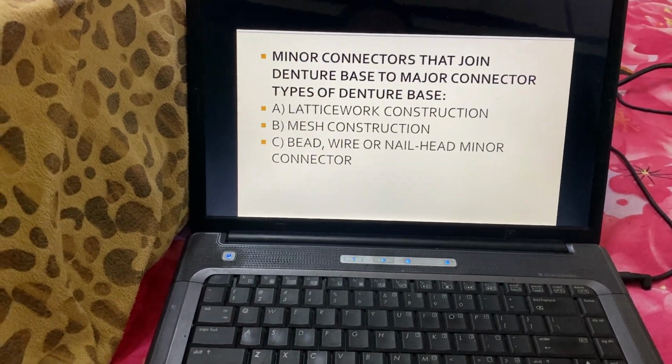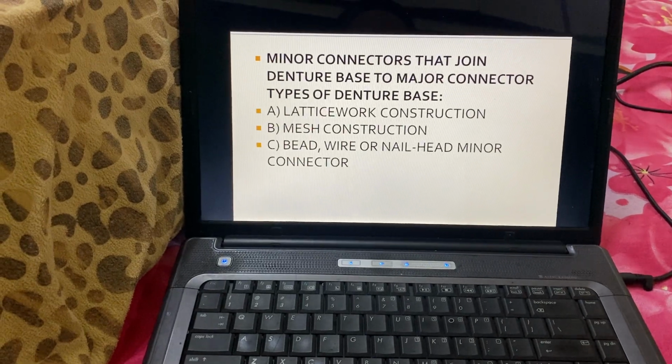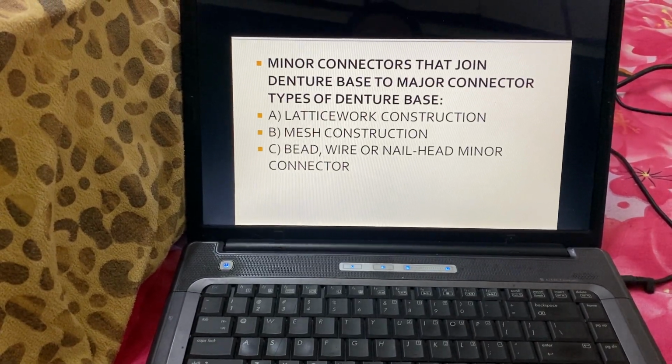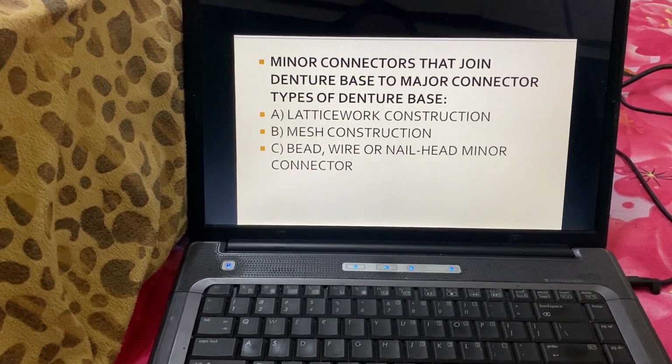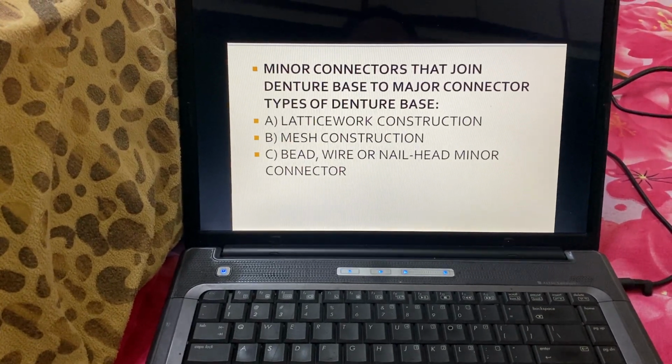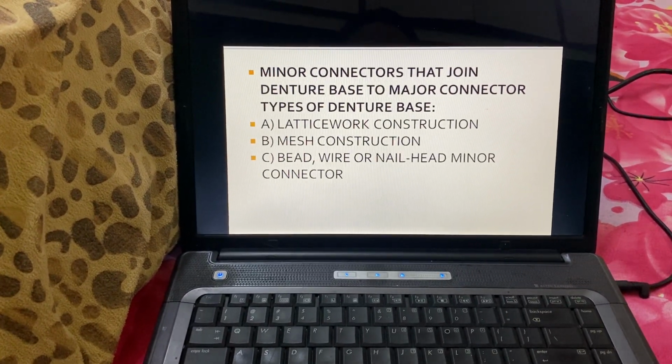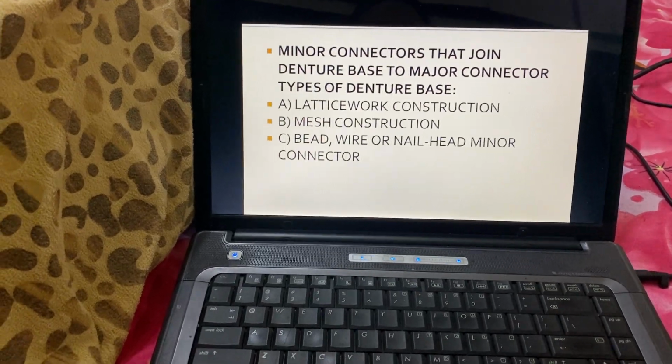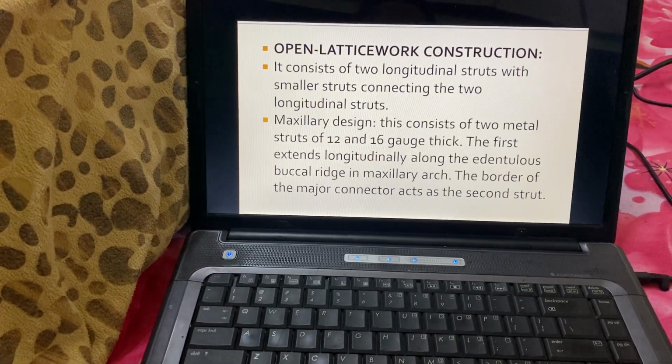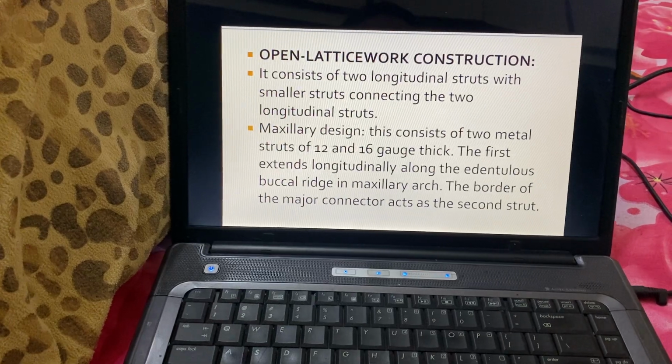Now, going further ahead, minor connectors that join denture bases to the major connector. Types of denture bases: 3 types. The first one, lattice work construction. Second is the mesh construction. Third is the bead wire or the nail head minor connector. The first, open lattice work construction.